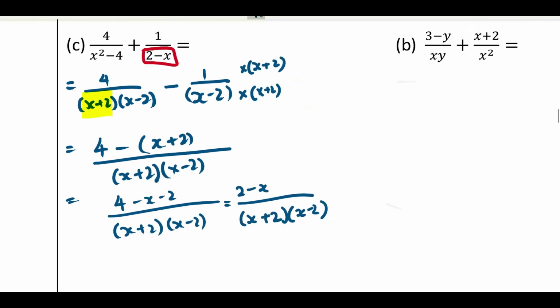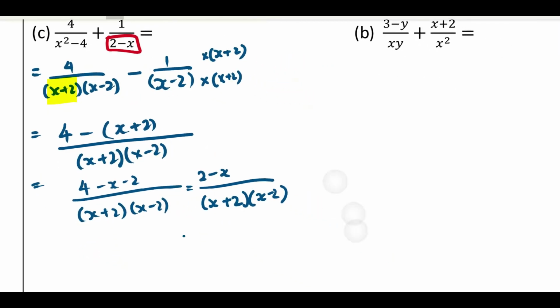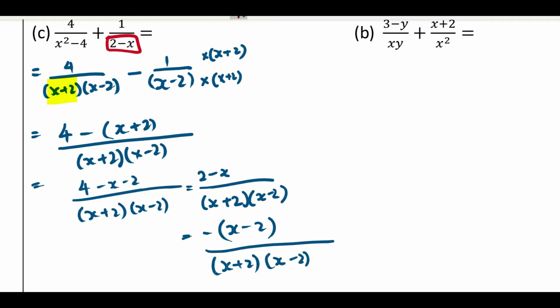Okay, next. 2 minus x can change to x minus 2 or not? Yes, you can. Put a negative sign on the outside, over x plus 2, x minus 2. Okay? Because this skill is very important. 2 minus x can change to x minus 2. Yes, you need to put a negative sign on the outside.